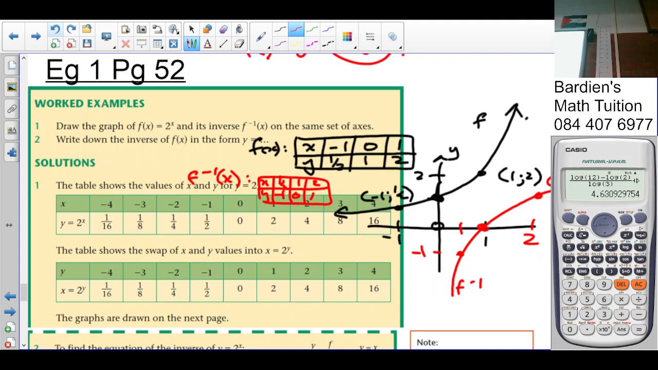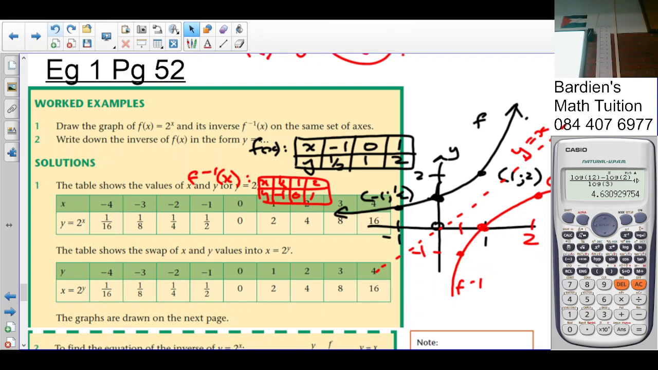Again, when we draw the function and the inverse function, we always draw in the line y is equal to x. And as you can see here, if I fold this graph along the line y is equal to x, they will fall exactly onto each other.